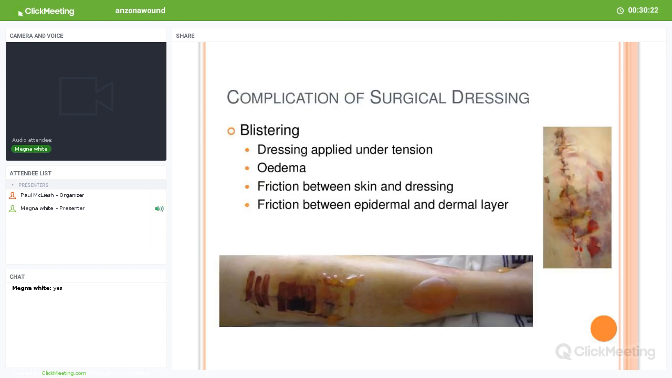Some of the complications of surgical dressing can be blistering. So this can be either from where a dressing is applied under tension, and that's where you'll get friction between the layer of the dressing and the top layer of skin, or it may be from edema where you'll get friction between the top 2 layers. So between the epidermis and the dermis, you'll get friction between that, which will result in blistering.